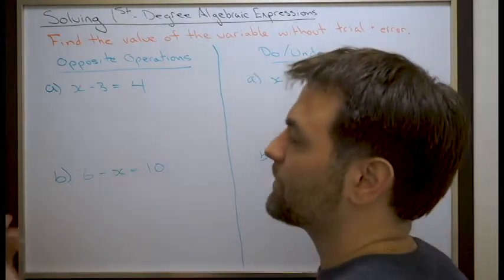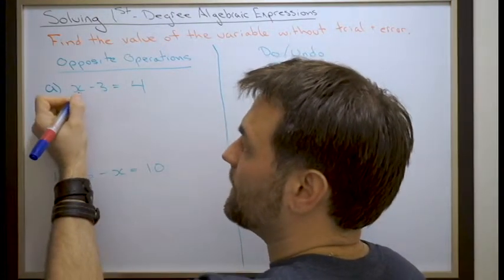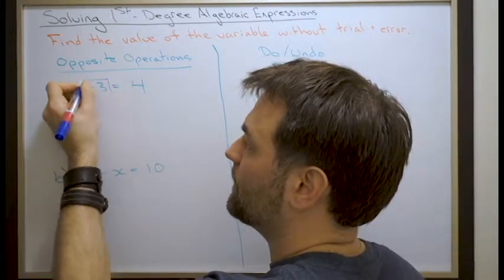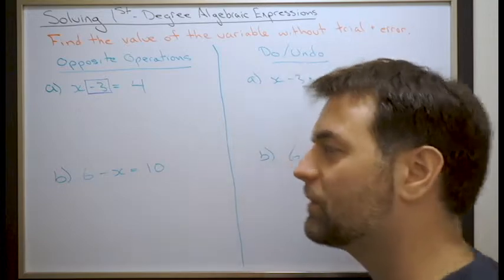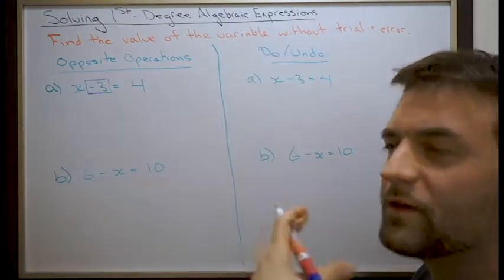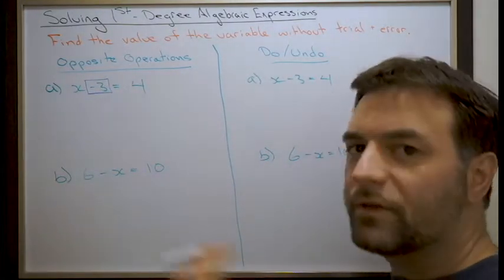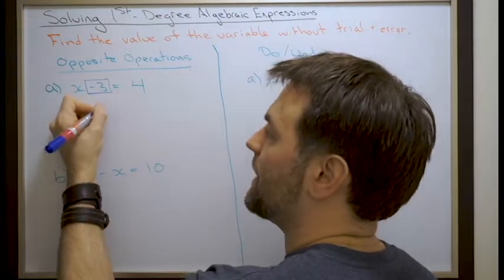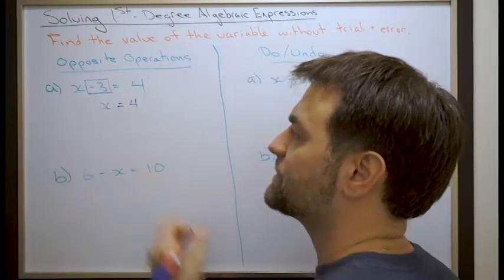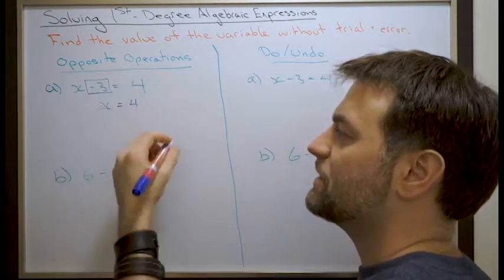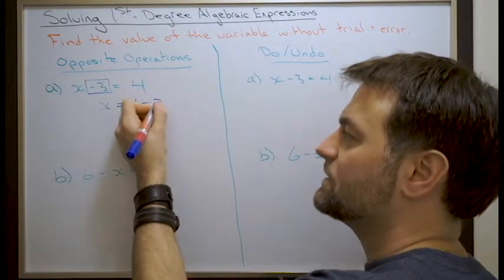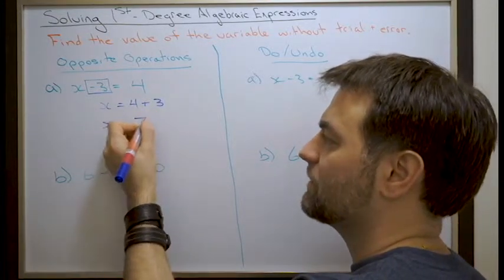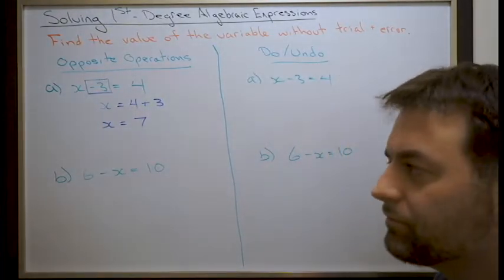So with opposite operations, we have x minus 3 equals 4. So we want the x by itself, so we've got to get rid of that minus 3. So we're going to move that to the other side, and when we move to the other side, it's going to do the opposite operation. So x equals 4 stays, and the opposite of minus 3 is plus 3. So we get x equals 4 plus 3, which is 7.